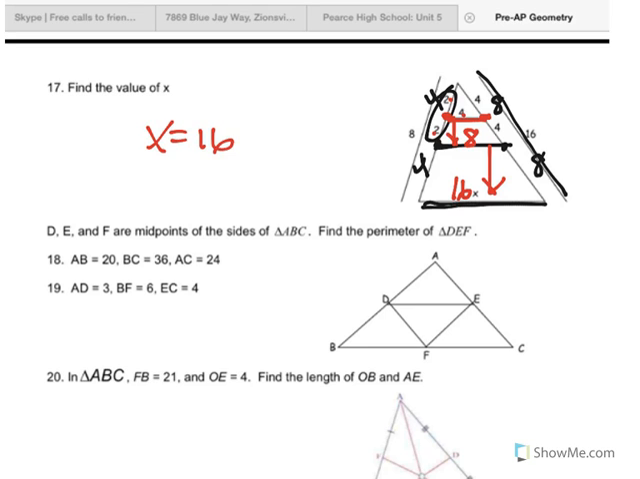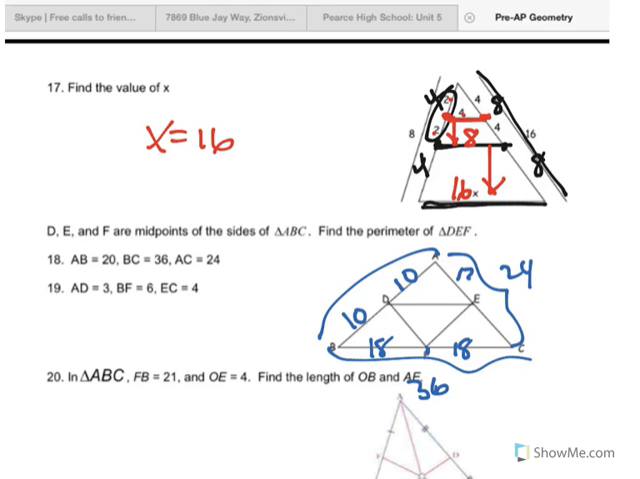Okay, D, E, and F are midpoints. Okay, and so we want to find the perimeter of D, E, F. So let's look. If AB equals 20 and D is a midpoint, that means this is 10 and this is 10. And then BC is 36. So that means if this is a midpoint, this is 18 and this is 18. And AC is 24, so this is 12 and this is 12. And then we know when we connect midpoints, you look at the opposite side and it's going to be half. So this is 12, this side is 18, and this side is 10. We add them up, bada bing, bada boom, 40.